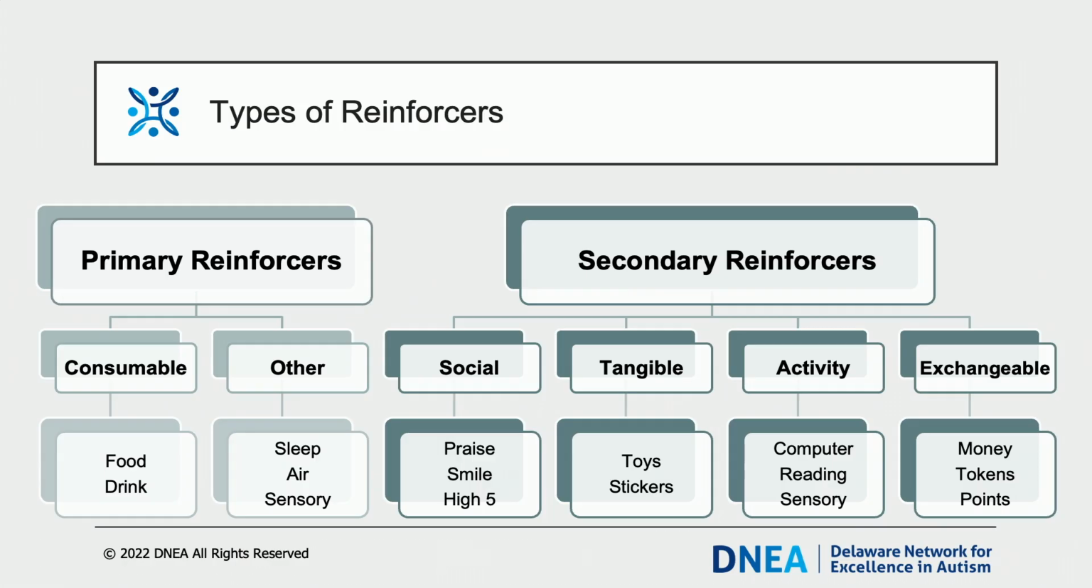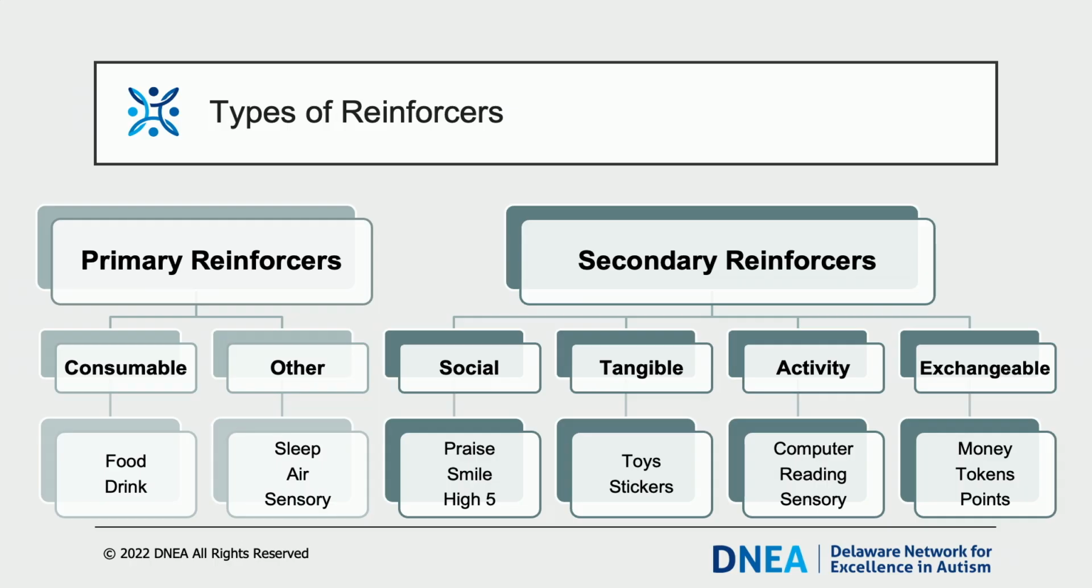Now, let's discuss the different types of reinforcers. There are 2 main categories of reinforcers, primary and secondary. Primary reinforcers, also referred to as unconditioned, satisfy basic biological drives and are necessary for survival. They are inherently reinforcing. Some examples include food, drink, air, and sleep.